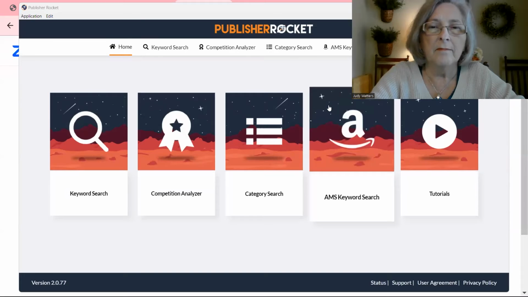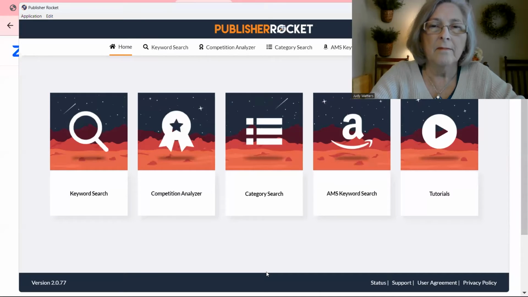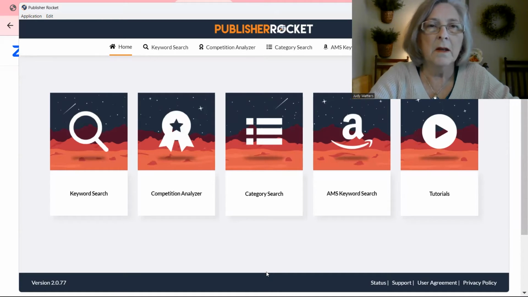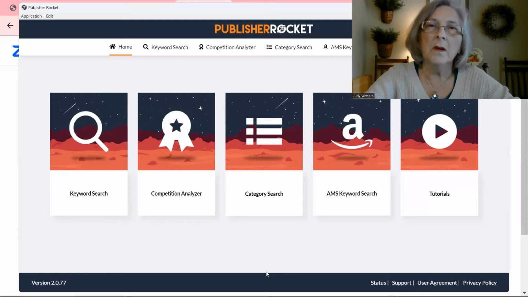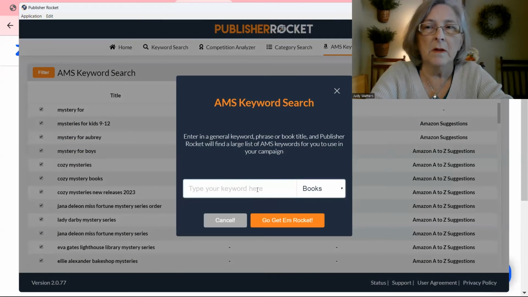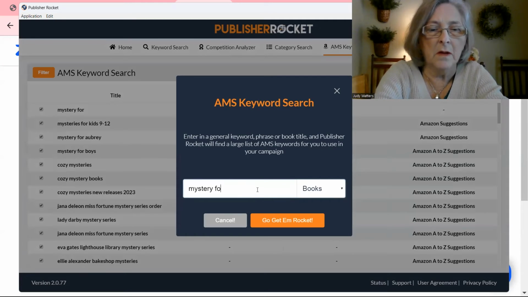Okay, here we are in Publisher Rocket. This is the main page. As you can see across the top, as well as right here in the center, you've got the keyword search, competition analyzer, category search, and AMS keyword search. And the AMS keyword search, that's Amazon ads. Like I said, most people only focus on the keyword search. The Amazon keyword search does so many things for you. So if you click on that, let's just do mystery 4 or mystery book 4, whatever you want.